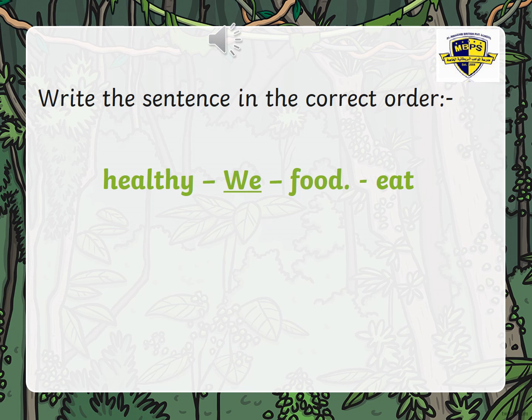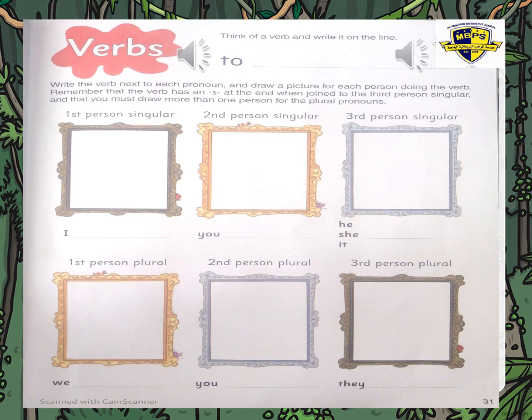Shall we say the answer now? Okay, together. We eat healthy food. Do you know why? Because we, I, you and they don't like the verb with S. So we don't put S on the verb, and there it is, eat. Very good. Now here for your homework.